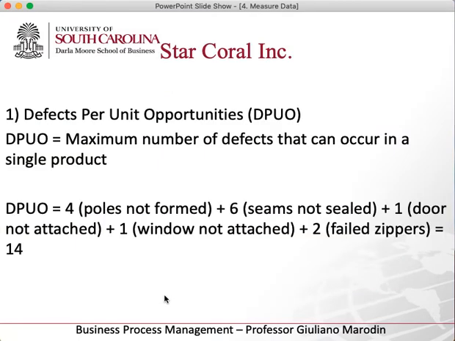So what you need to understand here is that we have all these points that we look at in a tent, and a tent can have a bunch of problems, right? So I need to understand how many problems or defects it can have in total, possibly. That will be the maximum number of problems, or maximum number of quality defects, which we're going to call defects per unit opportunity. So DPUO is the maximum number of defects. As you can see from what was written before, you can have 4 poles not formed, up to 6 seams not sealed, 1 door, 1 window, and 1 zipper fail. So the maximum number of problems they can have is 14. That's the defects per unit opportunity.